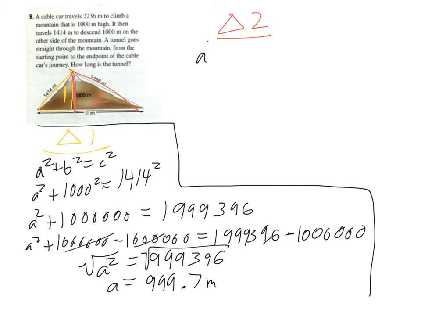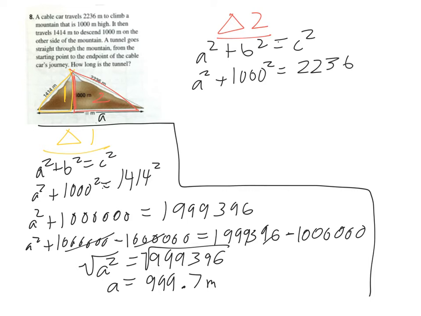So I've got, again, a squared plus b squared is c squared. I don't know the a squared, we'll say that's the base down here. But I do know the b squared, which is 1,000 squared, and I know the c squared, which is 2236 squared. So that's a squared plus 1 million again, equals 2236 squared, which I'll punch in my calculator.